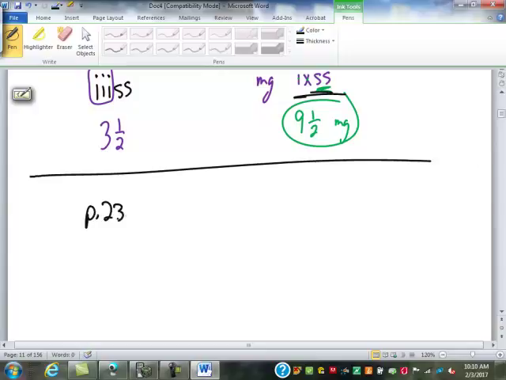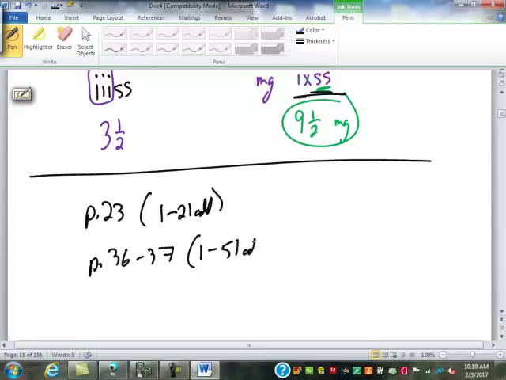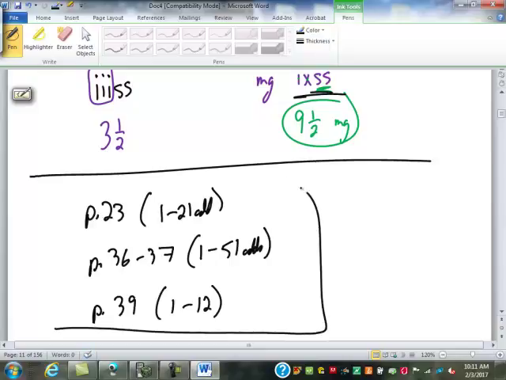Page 23 is the order of operations, 1 through 21, the odds. Page 36 through 37, this is on the percents, 1 through 51, the odds. Mostly on this test for the percents, we're concerned about being able to convert between the percents, fractions, and decimals, and then doing the very simple percent calculations. And then for the Roman numerals, it's page 39, 1 through 12. Any questions?